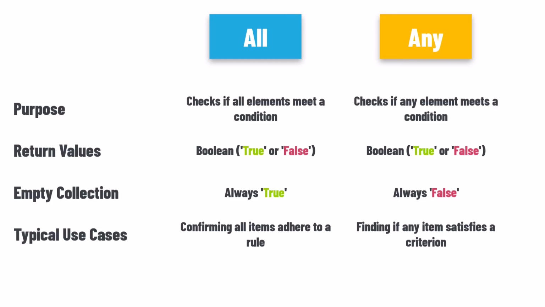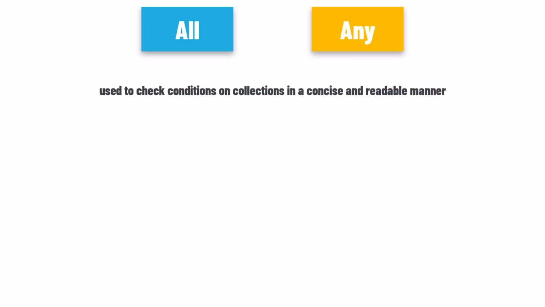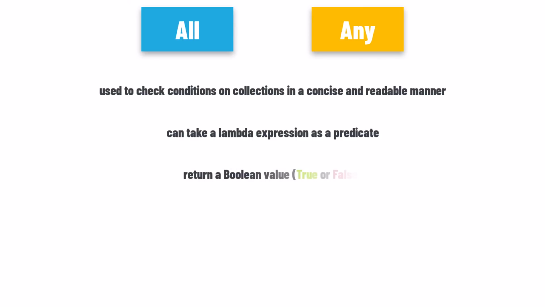Despite these differences, All and Any share some similarities. Both are LINQ methods used to check conditions on collections in a concise and readable manner. They both can take a lambda expression as a predicate, to specify the condition to be checked against the elements of the collection. Moreover, both methods return a Boolean value, true or false, based on whether the elements of the collection meet the given condition.